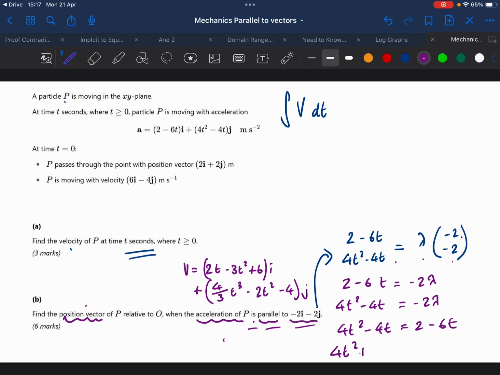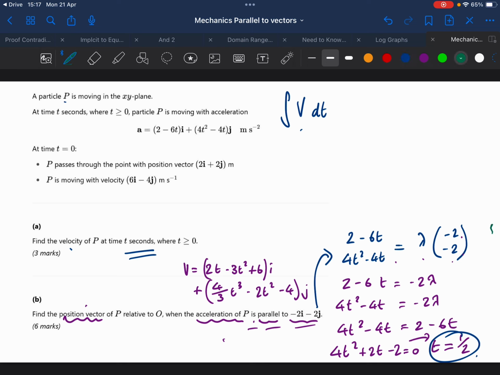But I get 4t squared plus 2t minus 2 equals 0. And eventually this leads me to an answer of t equals a half. There is a negative answer as well, but because it's time, contextually, we'd have to reject that. So the way we'd finish off this question now then is we'll integrate one more time and then we'll just use t equals a half.